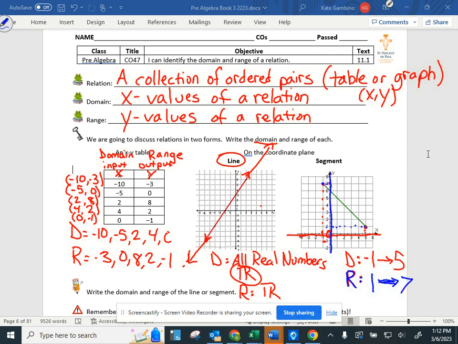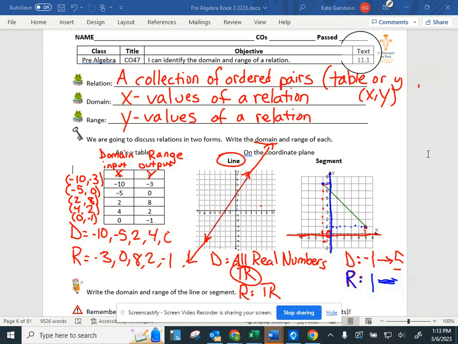So for the domain on the x, we always start on the left because that's always going to be the smallest. As you read going to the right on the x-axis for that domain, it's going to get bigger. For the range, for that up and down, you start with the smallest number and it goes to the biggest number. It depends on which way our segment is going. Does that make sense? All right.